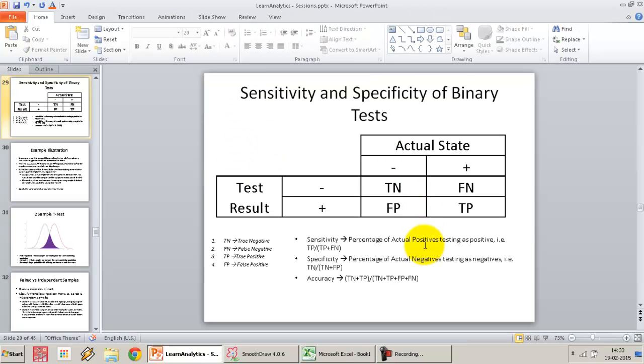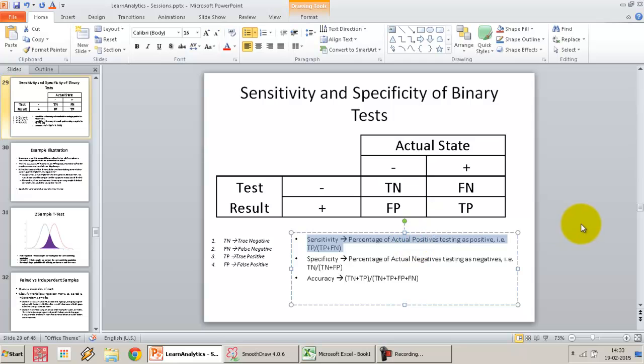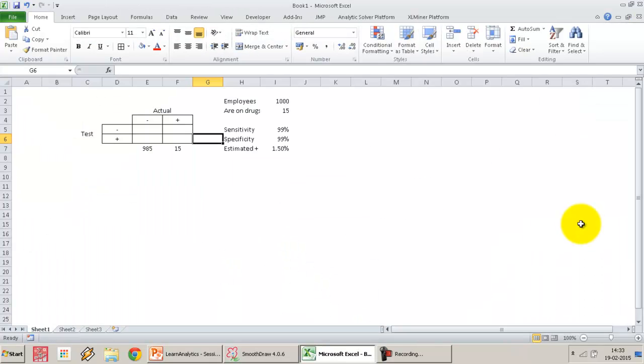Sensitivity, percentage of actual positives testing as positive, right? So actual positives testing as positives is this number or this quadrant over here, right? And this is supposed to be 99%. So I know that 99% of the people who are actually positive, which is 15, will test positive. So approximately 14.85, almost everybody.